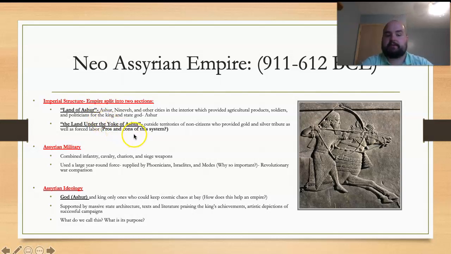Naturally, as you might imagine for the cons of this system, a lot of times these people under the yoke of Ashur, or under the yoke of your empire, aren't really going to stay loyal.